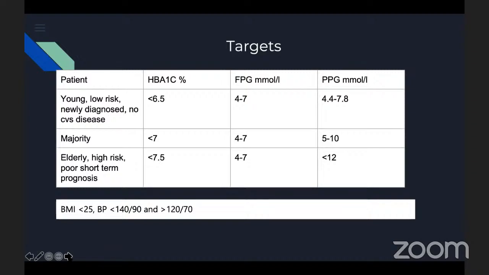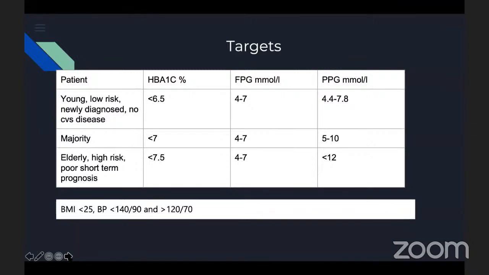So the targets that you're looking for when assessing patients at every visit, so when you do check the HbA1c, you want to look at 3 different categories. So for patients who are young, low-risk patients, newly diagnosed, and they don't have any history of cardiovascular disease, a HbA1c of less than 6.5 is what you're aiming for, as well as postprandial glucoses of less than 7.8. However, a majority of patients don't actually fall into this category. So if they have a HbA1c of less than 7, that's still considered acceptable, and a postprandial glucose of between 5 to 10 is also considered acceptable.